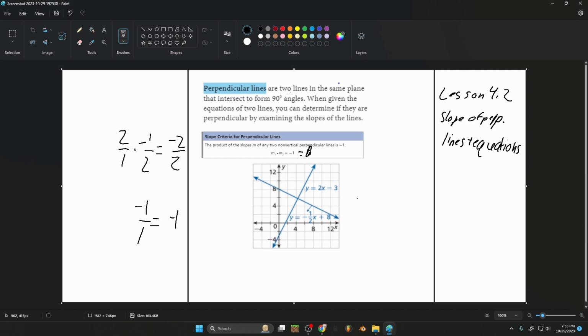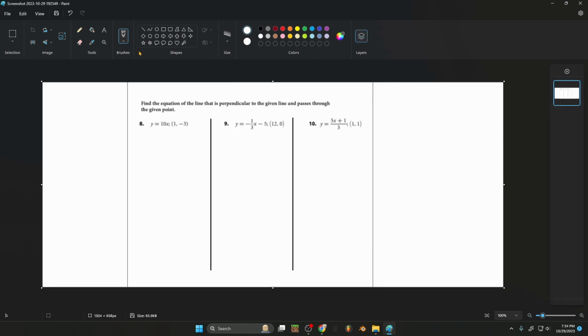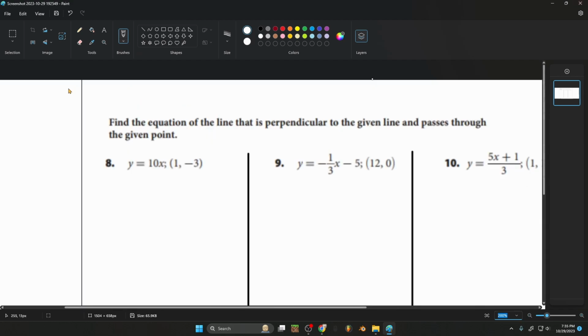Another way to think of this is that the slopes are a reciprocal and negative reciprocal. So let's just say 2, or 2 over 1. The negative reciprocal: the reciprocal is the denominator over the numerator, so in this case it would be -1/2. Negative reciprocal. Alright, for this one, find the equation of the line that is perpendicular and passes through the given point.